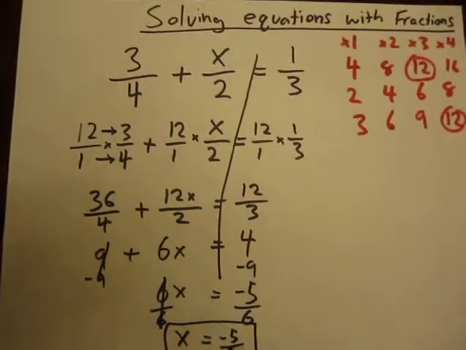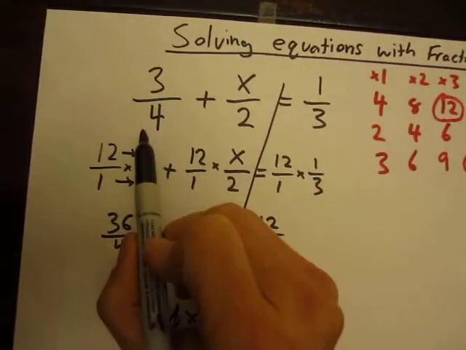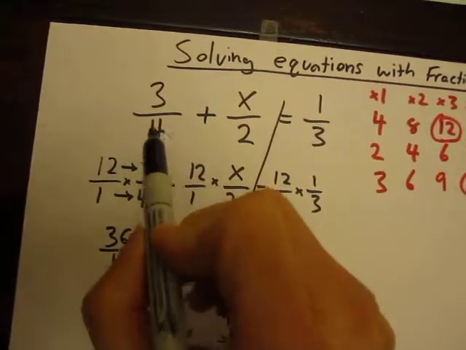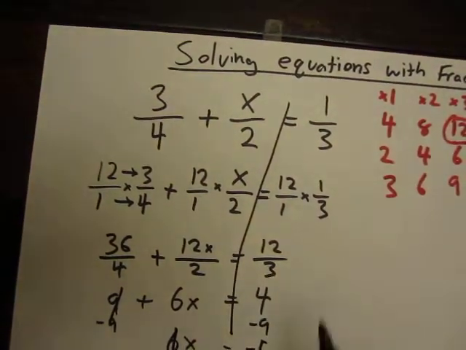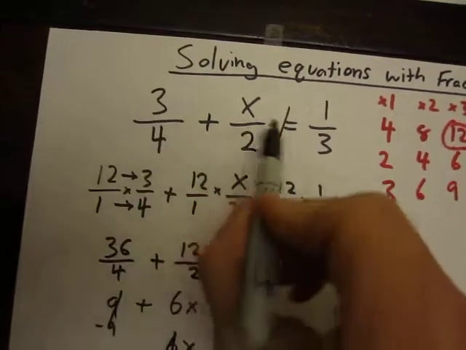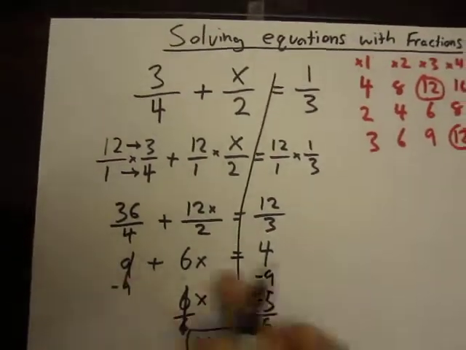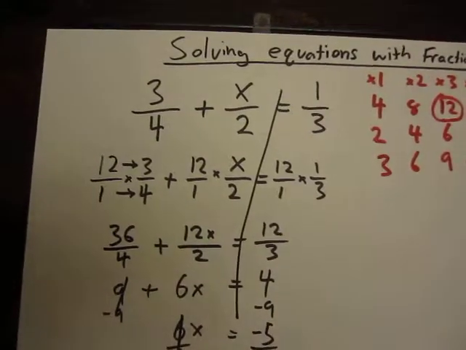So notice, all you do again is find the common multiple. What is the number that you can divide by all three of these numbers? That's what you're going to multiply each term by, and that'll clear out the fractions, and you're left with just a two-step equation.